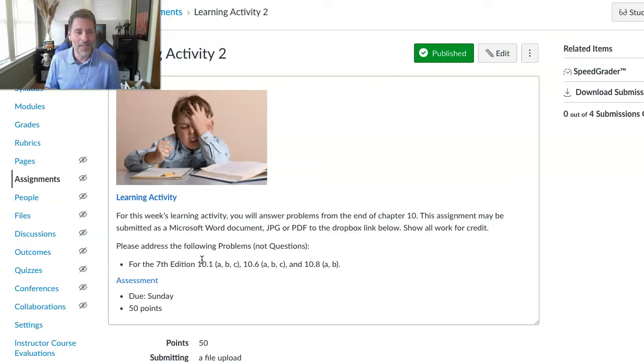Questions tend to be more words, like definitions. What is the definition of time value of money or present value or whatever? There's no calculation or words. Problems tend to be more mathy and problem-like. All right, so with that, hopefully you're catching on that.